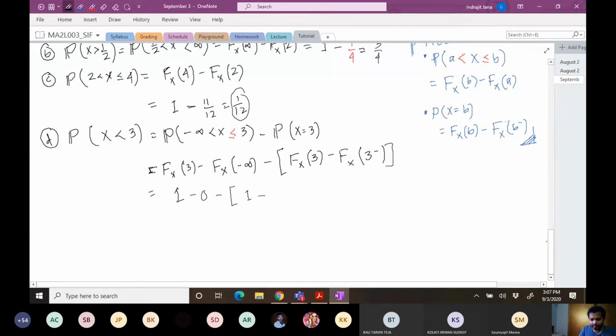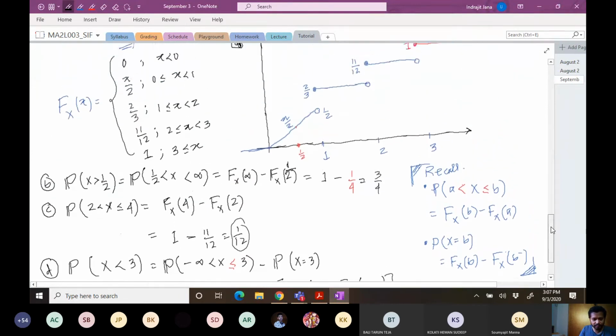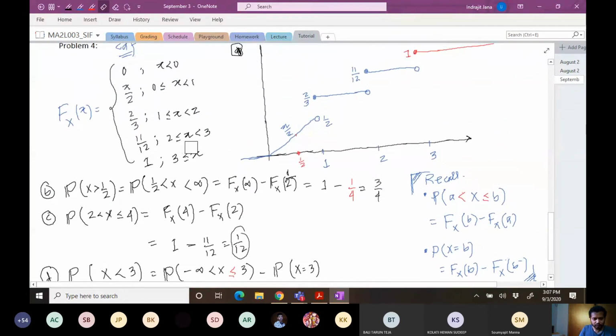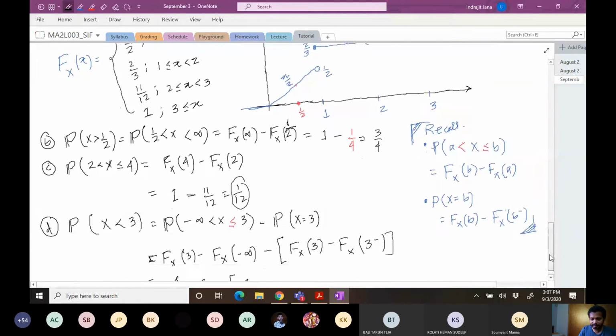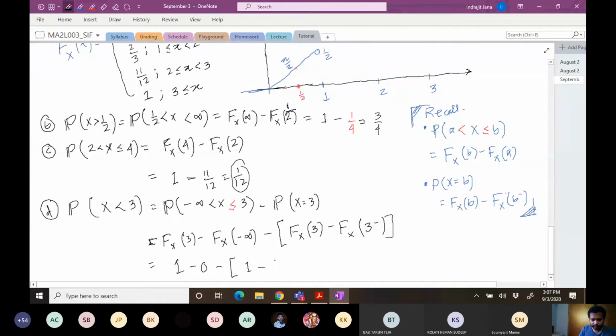And F_X(3 minus) is essentially right before 3. So right before 3, all the way up to 3, it is 11 over 12. If you look at the picture again, when you approach 3 from the left side, you stay at 11 over 12. So the limit there is 11 over 12. So the answer is 11 over 12. Okay.